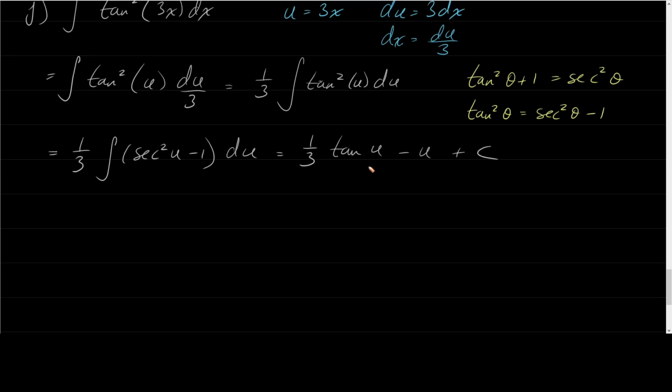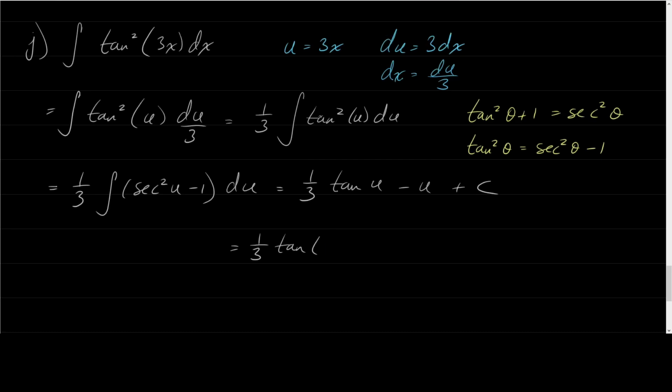But then we know not to leave our final answers in terms of u. So we have 1/3 times tangent of, what was our u? Our u was 3x. So tangent of 3x minus 3x, plus c. All right.